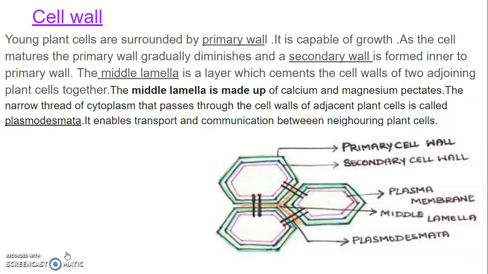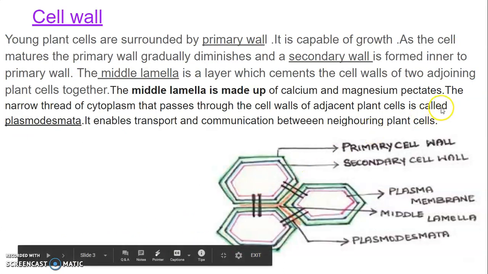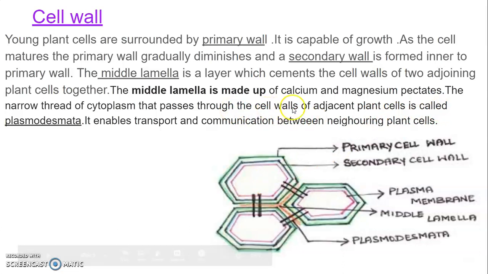The middle lamella is a layer which cements the cell walls of two adjoining plant cells together. Two neighboring plant cells are connected by, or cemented together by, a structure which is called as middle lamella. The middle lamella is mainly made up of calcium and magnesium pectates. A narrow thread of cytoplasm passes through the cell wall of adjacent plant cell. It is called as plasmodesmata.